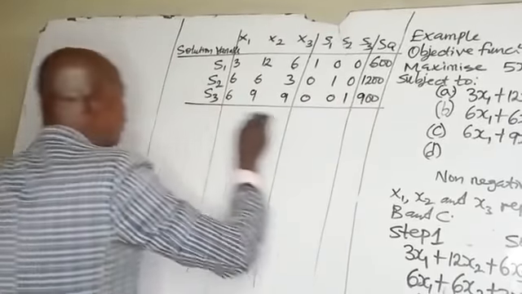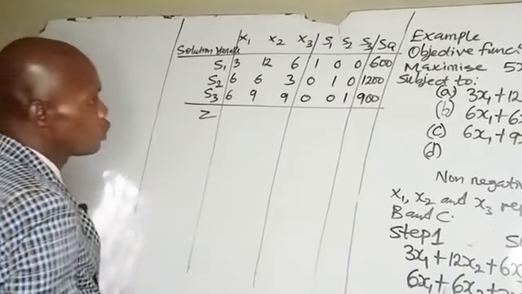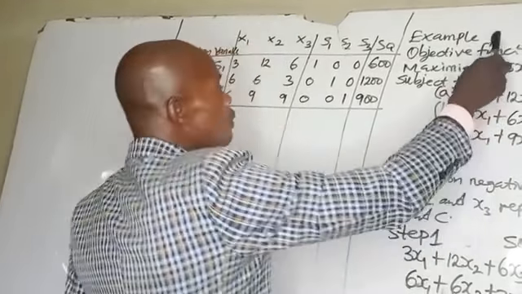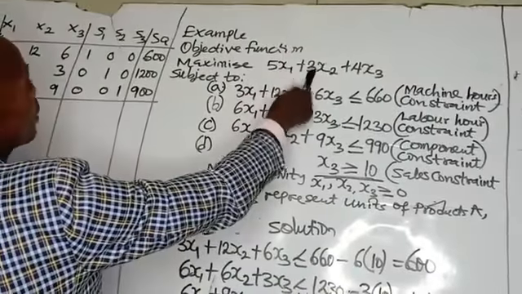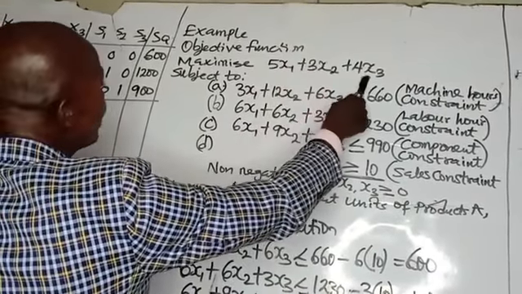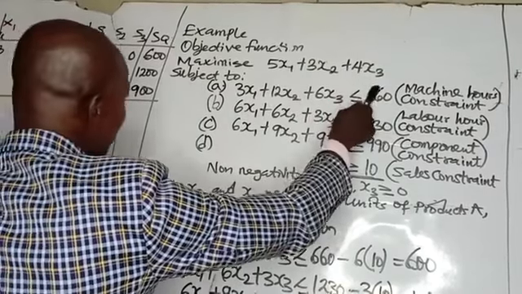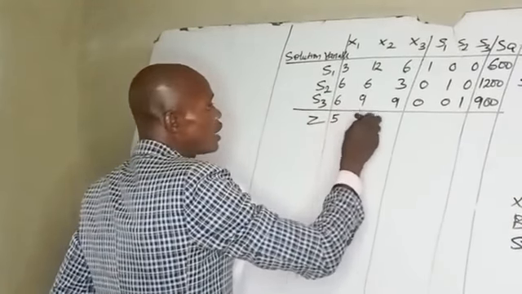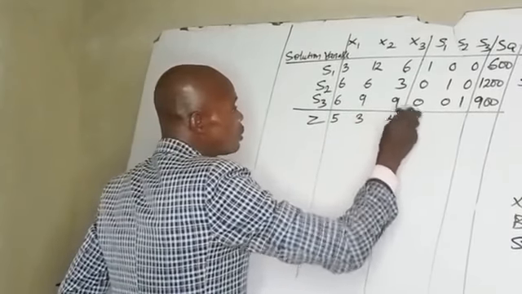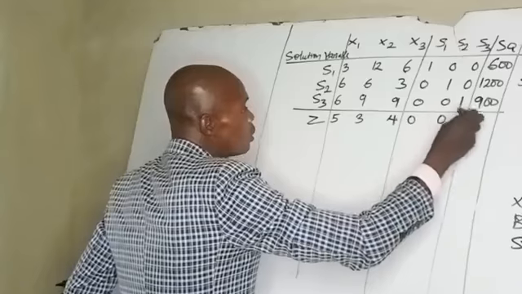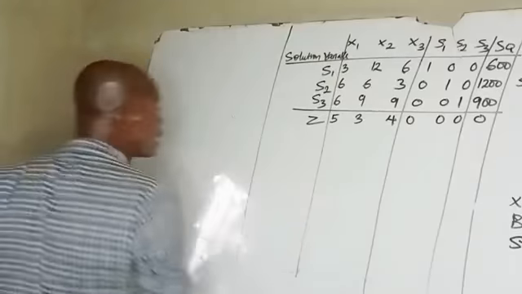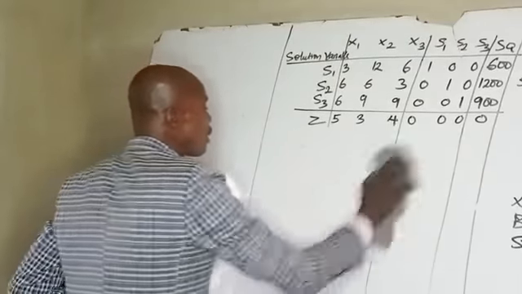Then we have the objective function. Z equals to, what is our objective function? You want to maximize 5x1 plus 3x2 plus 4x3. So this is the function you want to maximize. There's no slack there. So x1, 5, x2, 3, x3, 4. Then we have 0, 0, 0, 0. Now, we've organized the problem into matrix form.